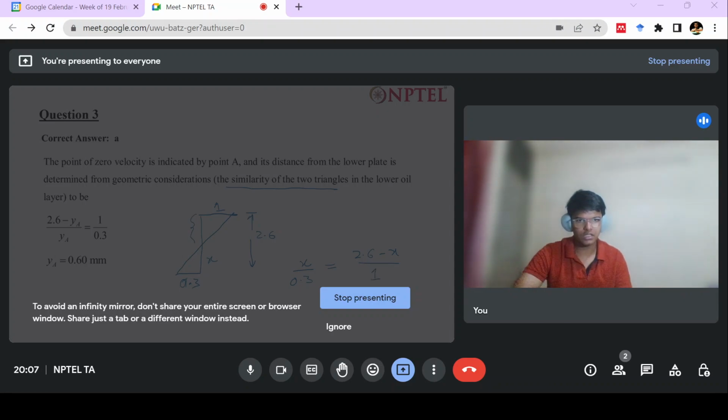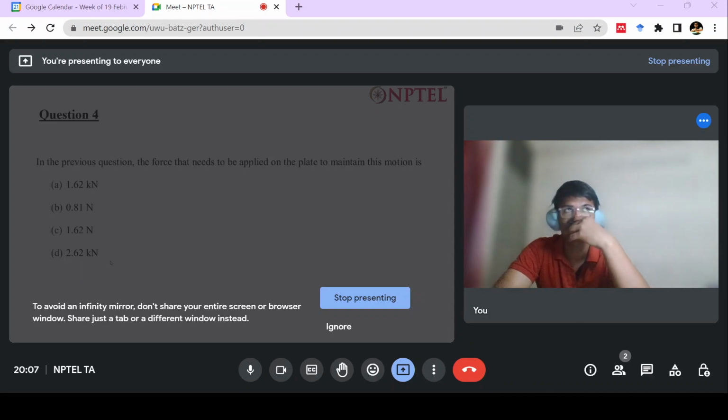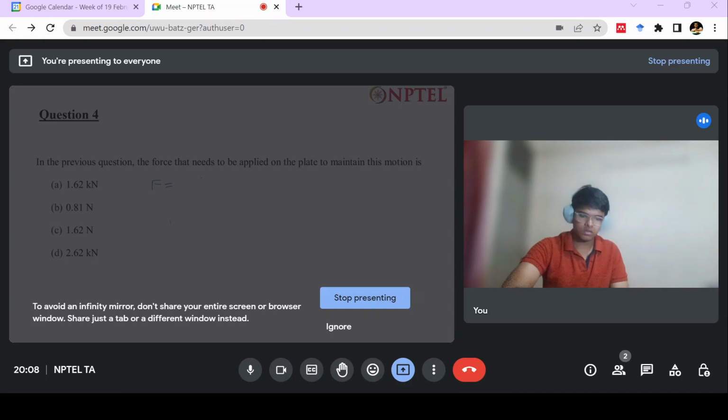So this can be solved, and you will reach the same solution. Let's go to the next question. This refers back to the previous question. So now what we have to do is find the force F.